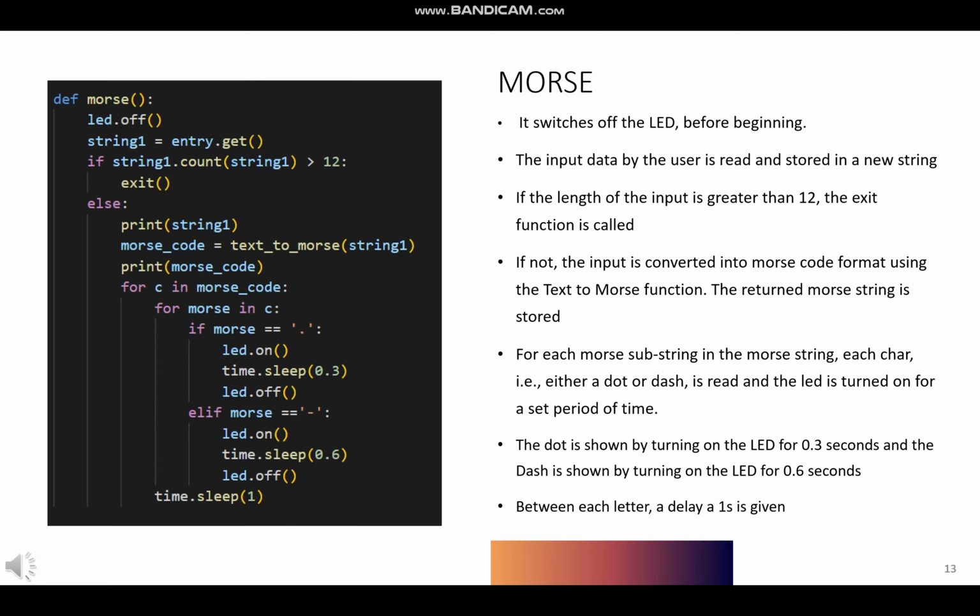For each Morse substring in the Morse string, each character, that is either a dot or dash, is read and the LED is turned on for a set period of time. The dot is shown by turning on the LED for 0.3 seconds and the dash is shown by turning on the LED for 0.6 seconds. Between each letter, a delay of 1 second is given.